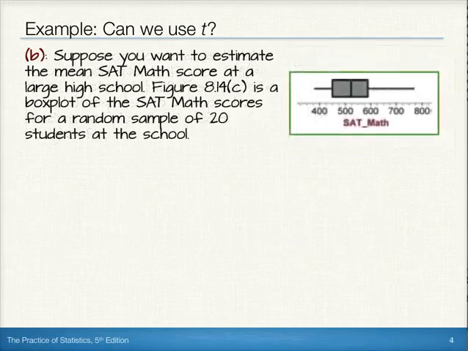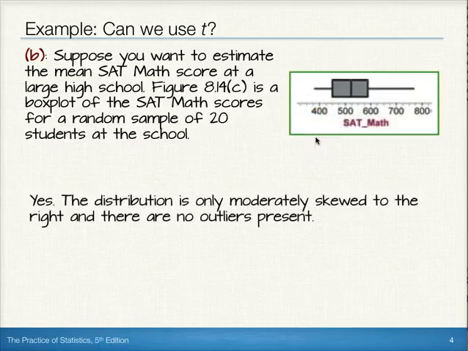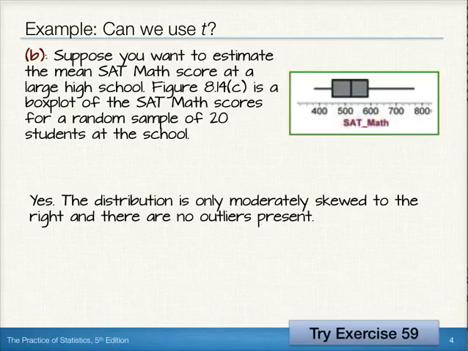Now suppose we want to estimate the mean SAT math score at a large high school. This figure is a box plot of the SAT math scores for a random sample of 20 students at the school. Can we use a t-star critical value here? Well, in this case, we'd say yes. The distribution that we have is only moderately skewed to the right. There are no outliers present. So based on what we've learned about the t-distribution, we should be safe in using t-star to construct a confidence interval. For some additional practice in determining whether or not it's safe to use t, try exercise 59.